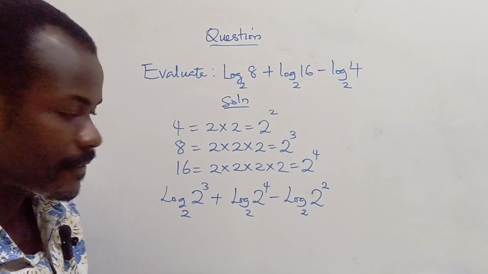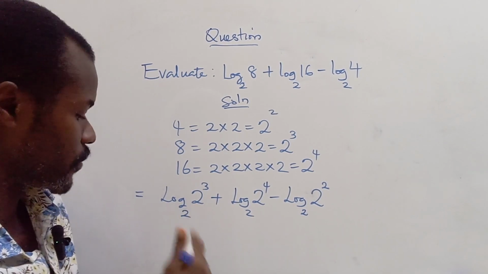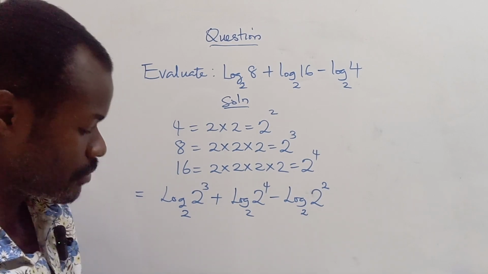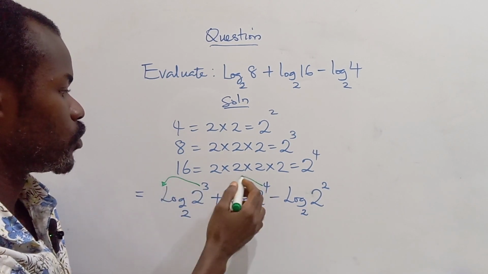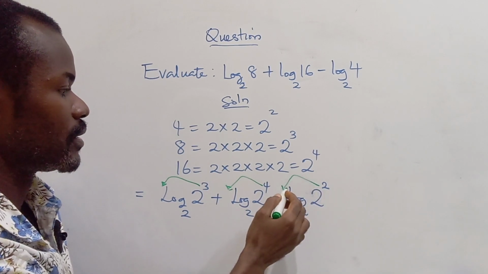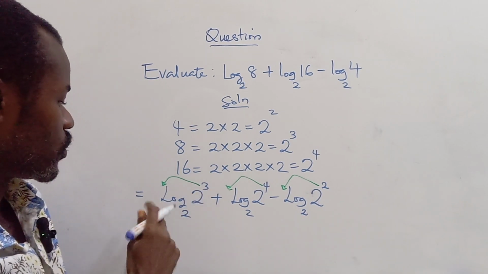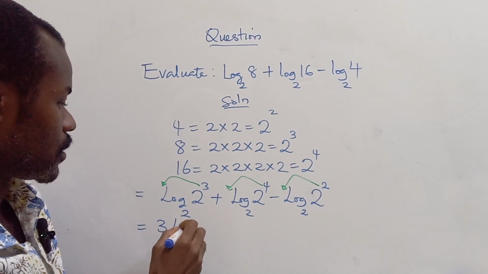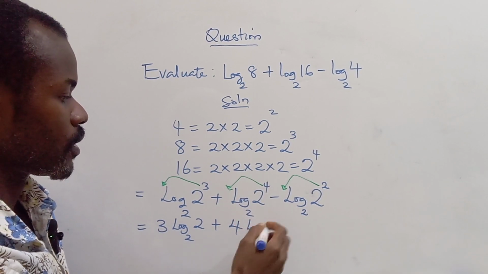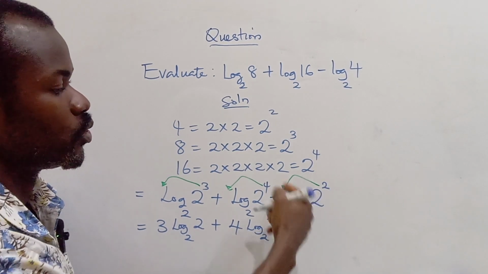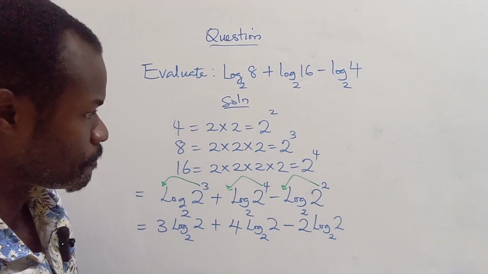Alright, so having gotten this expression, we are going to apply the power law of logarithm. The power law of logarithm is such that if you have a power like this, you can always bring it down here to multiply what we have. So 3 is going to multiply log 2 base 2, plus 4 is going to multiply log 2 base 2, minus 2 is going to multiply log 2 base 2. Okay?